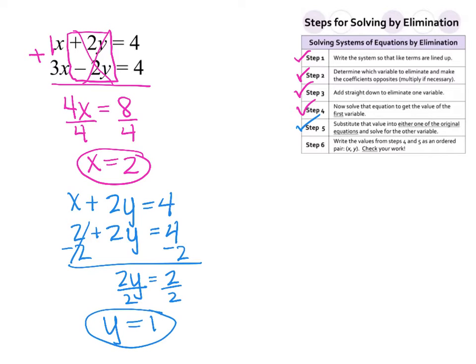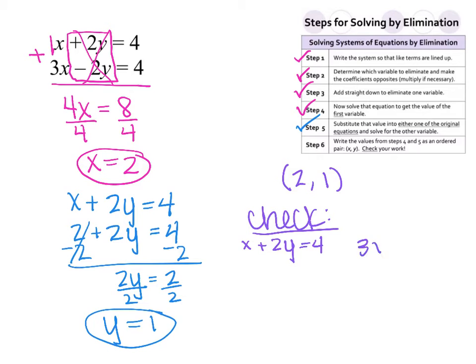And last step, step 6. Write my values from steps 4 and 5 as an ordered pair, x comma y. So my ordered pair is going to be 2 comma 1. And then I want to check my work. So I used both original equations. X plus 2y equals 4. And 3x minus 2y equals 4.